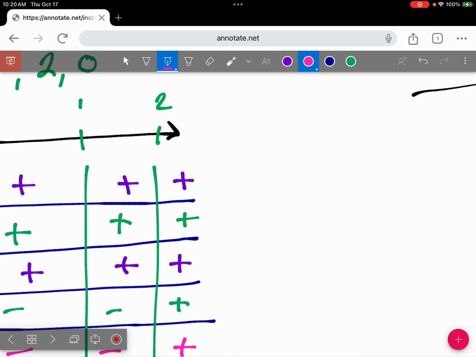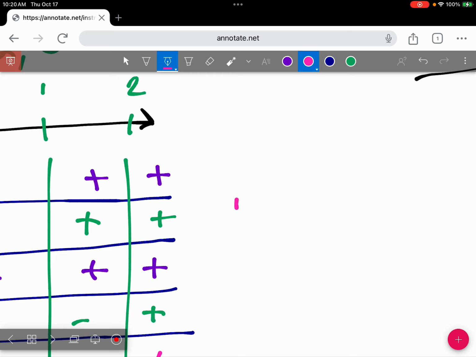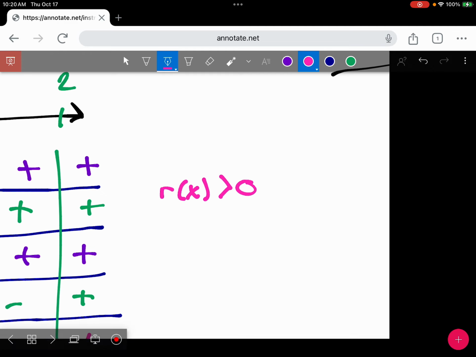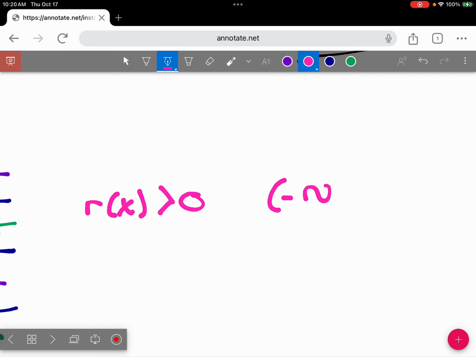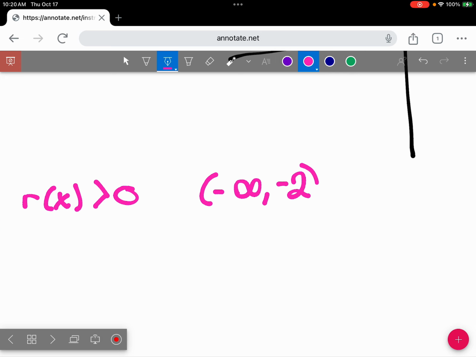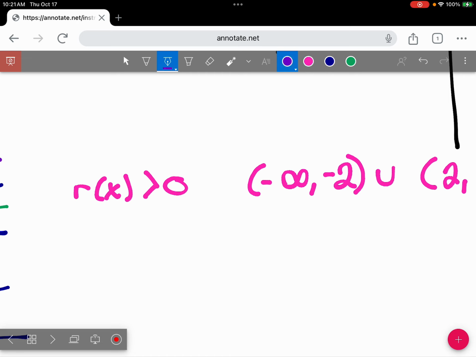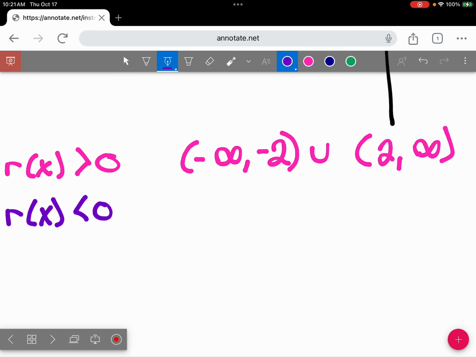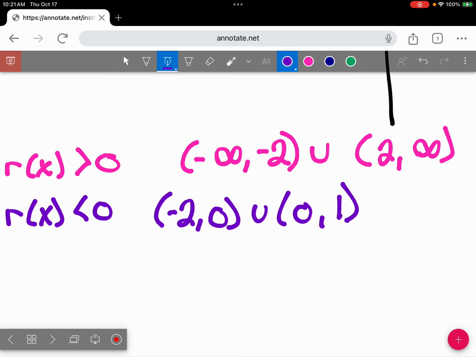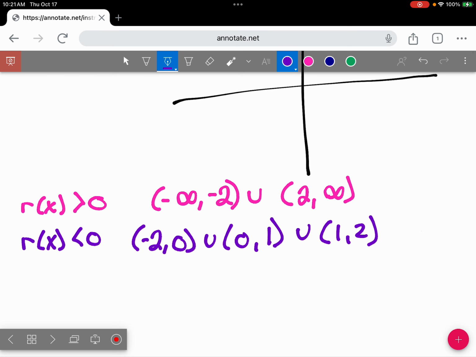So when we're looking at our intervals where r of x is greater than 0, where do we have? From negative infinity to negative 2, and from 2 to infinity. And if we're looking for our r of x that is less than 0, what are we going to have? Yep, separate intervals. So -2 to 0 and 0 to 1, union 1 to 2. Because it specifically says less than 0, not less than or equal to, we have to skip over the roots. We have to skip over those zeros.